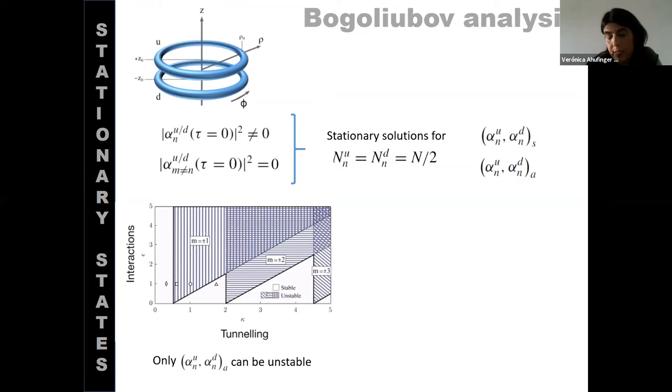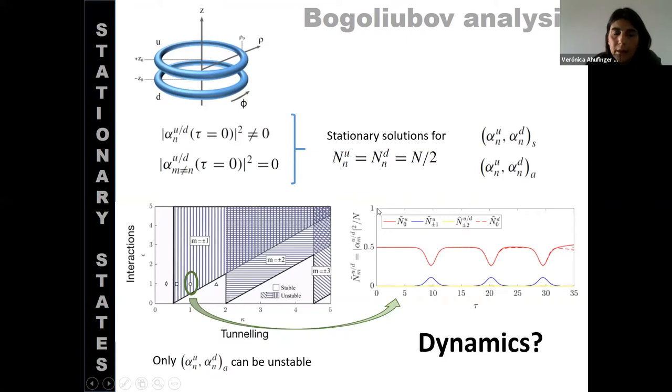We have checked numerically that this diagram holds, and during these evolutions, what we have found is that when the anti-symmetric state destabilizes, the dynamics that we obtain is something like this. Here we plot the population of the different angular momentum modes as a function of time. In red, we plot the stationary solution, so the population in the zero mode, and in blue and yellow, the perturbations in plus minus one and plus minus two orbital angular momentum.